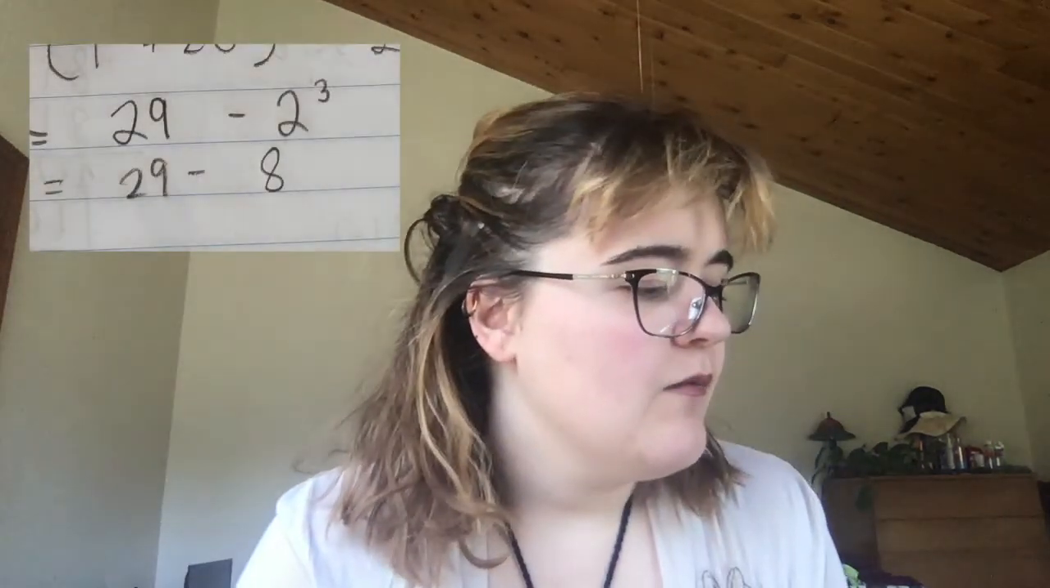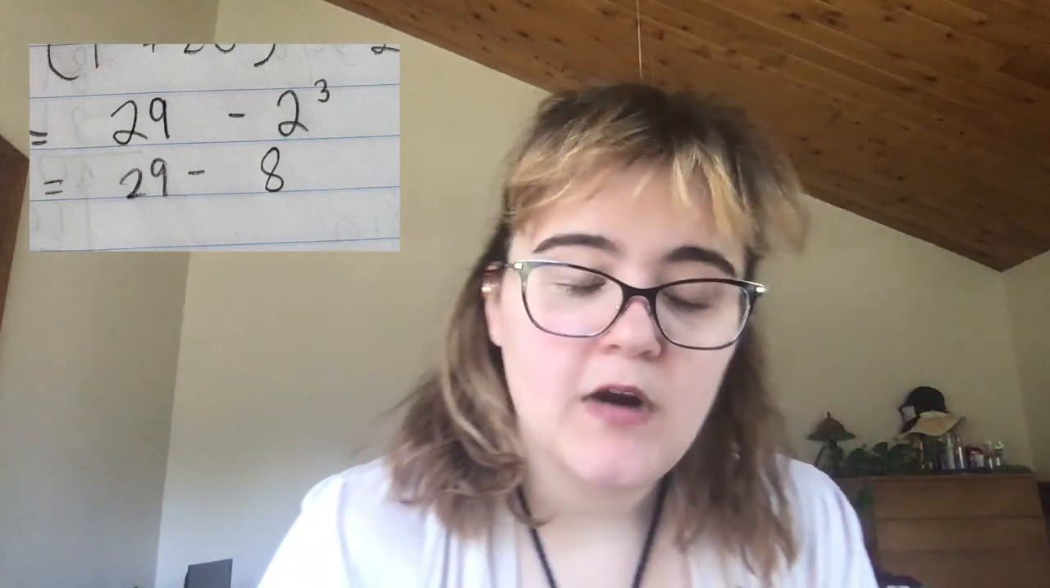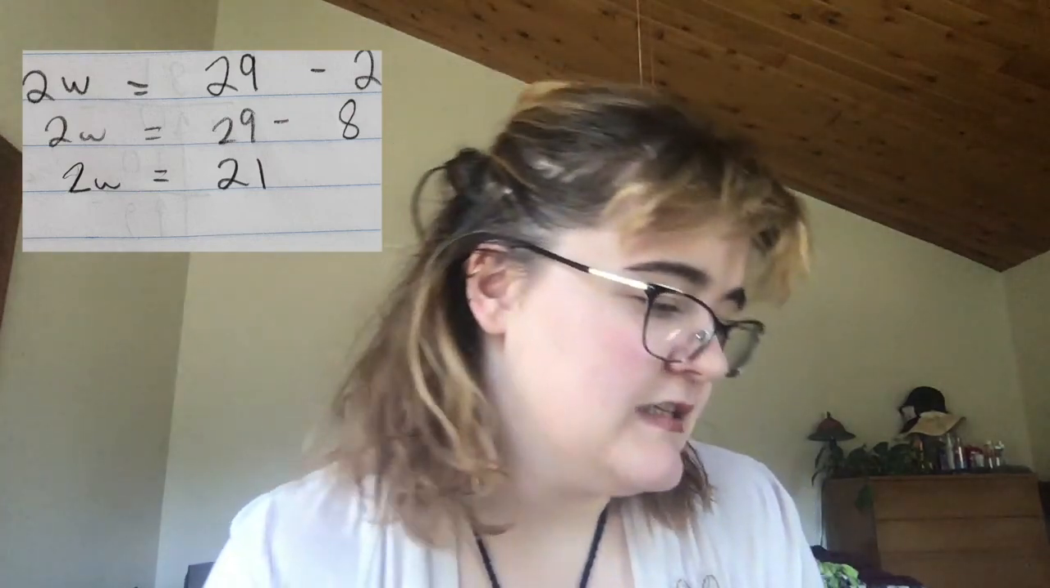Then we're going to move on to our other exponent, the 2 cubed. Now remember, when something is cubed, that means we are multiplying it by itself and then multiplying that answer again by itself. So in this case, it's 2 times 2 times 2 again. So 2 times 2 is 4. Times another 2 is 8. Now, on that right-hand side, we have a simple problem. We've got 29 minus 8. Easy peasy, that is 21.